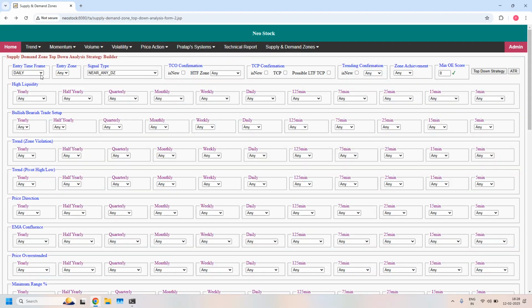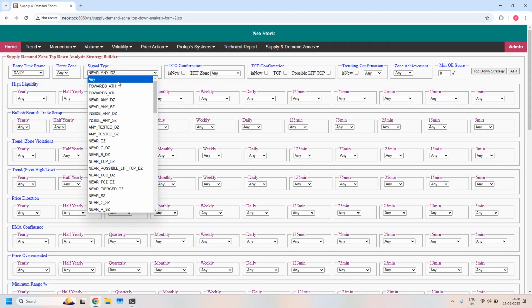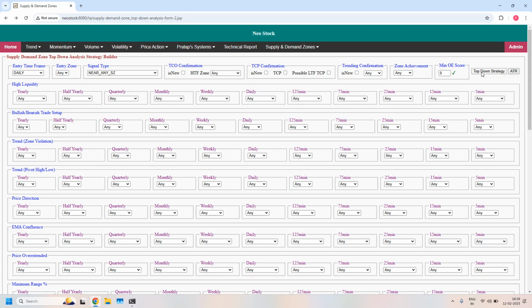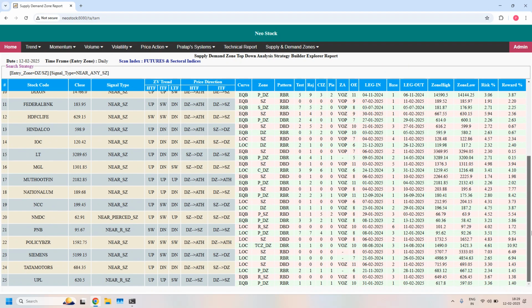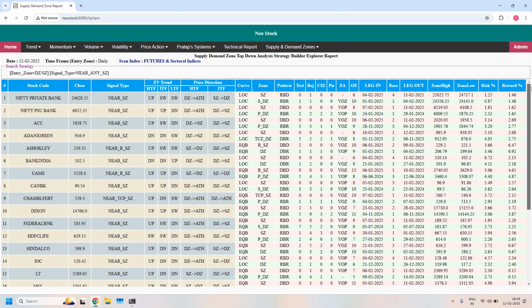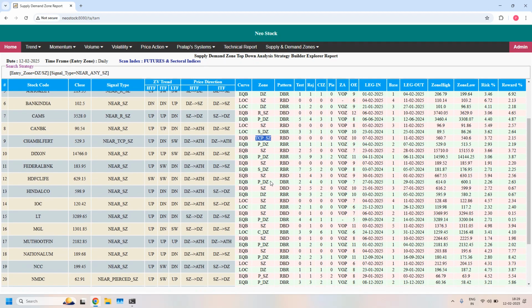Okay, next, daily time frame. Let us find the stocks near daily supply zone. We got 25 stocks. Now let us identify high liquidity daily supply zones from this list. Ashok Leyland is having a daily high liquidity supply zone. CAMS is having a daily high liquidity supply zone. Chambal Fertilizers is having a high liquidity daily supply zone.